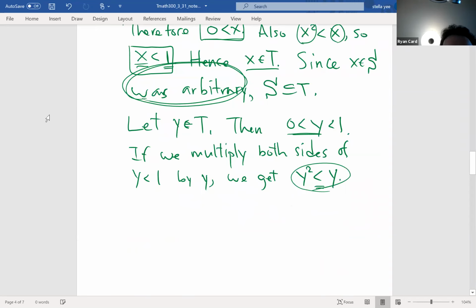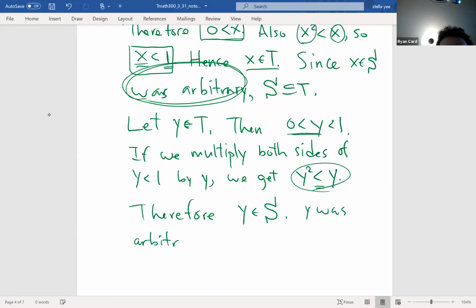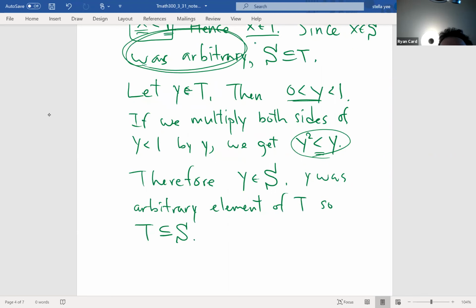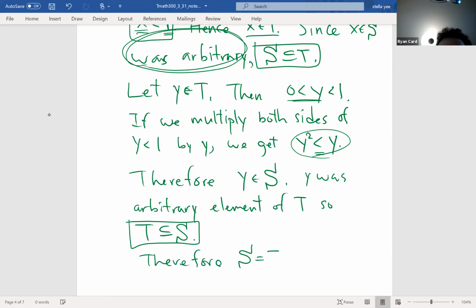Okay. Therefore, y also belongs to S. Okay. y was an arbitrary element of T. So any element of T is also an element of S. So T is a subset of S. Okay, so we've shown that S is a subset of T, and T is a subset of S. Therefore, S is equal to the set T. I hope that made sense.